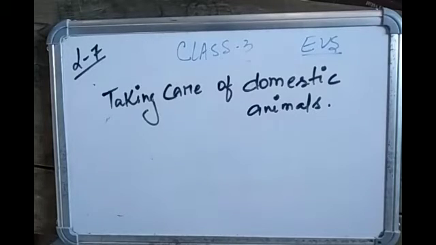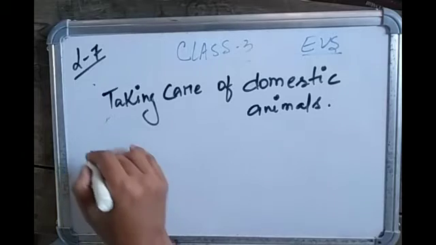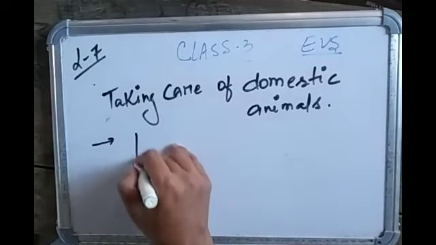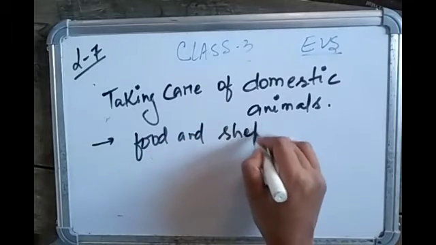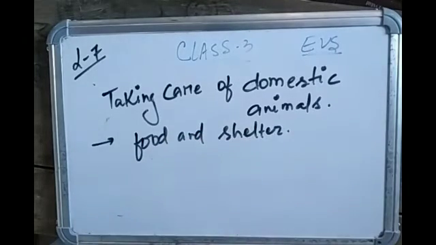Domestic animals depend on us for food. They depend on us for food and shelter, and other basic needs also. It is important to take good care of them to keep them healthy and disease free.